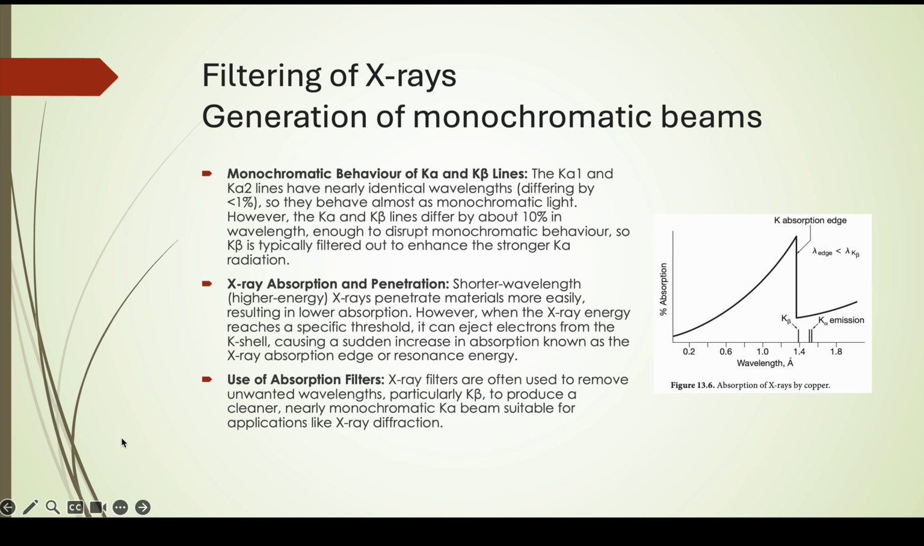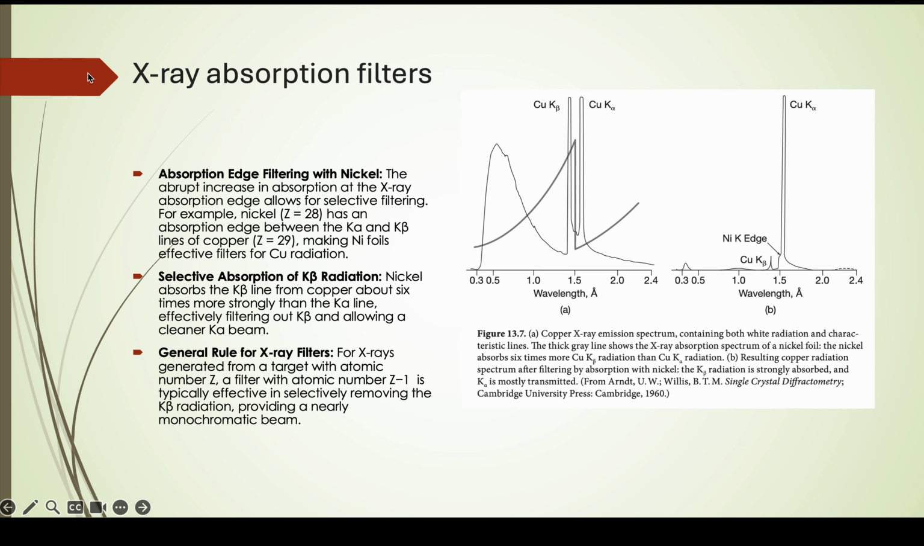So, the use of absorption filters. X-ray filters are often used to remove unwanted wavelengths. As we know, we want a monochromatic wavelength, so we don't want multiple wavelengths to be there. We try to remove the K beta, because K beta is a weak signal here, and the K alpha radiation is strong. If we want to produce a monochromatic K alpha beam, we need to use some filters. How will it work? Let's see. Here, X-ray absorption filters are there.